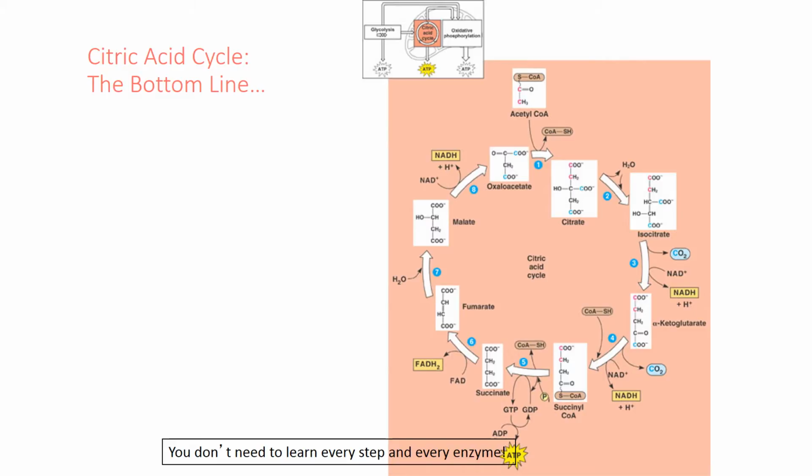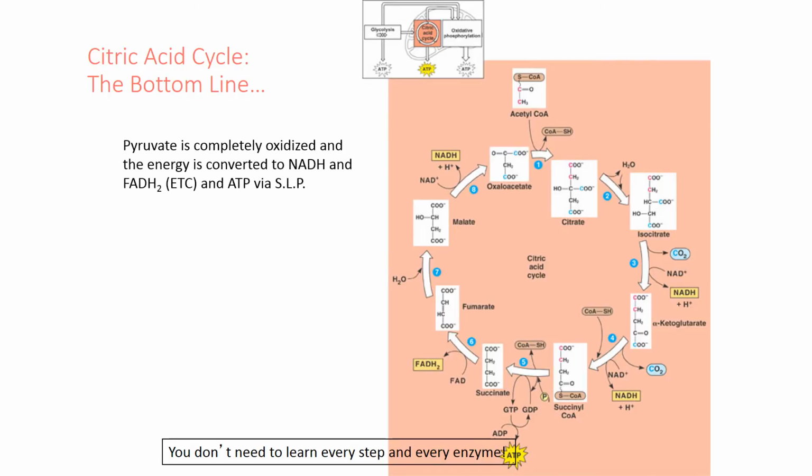Again, you do not need to know this diagram, the details. You do need to know what is coming in, i.e. acetyl-CoA. What is happening? We're going to reduce NAD to NADH. We are going to reduce FAD to FADH2, and we're going to produce one molecule of ATP. That's what you need to know. And in that process, we are going to regenerate oxaloacetate.